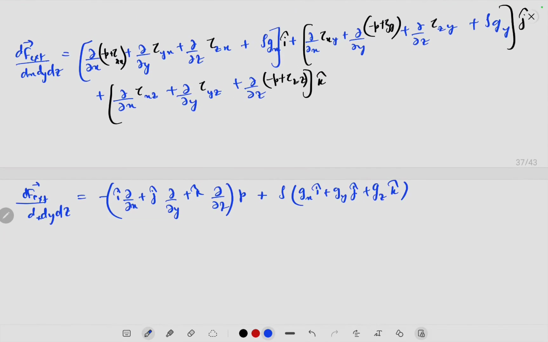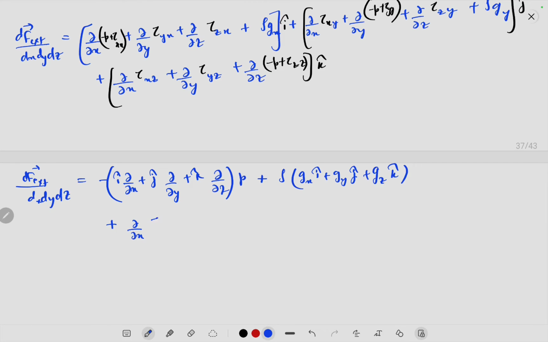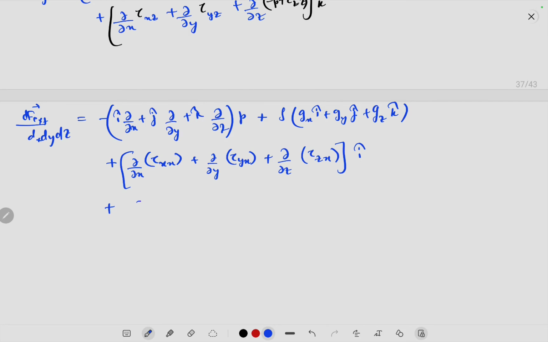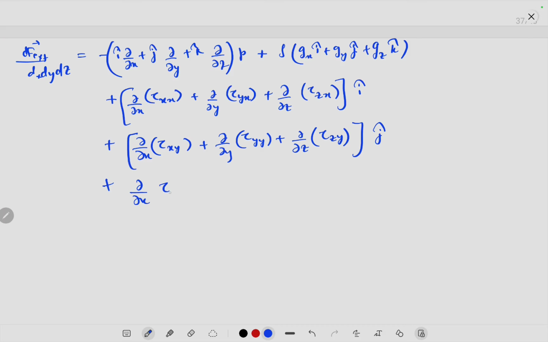Okay, and then the stress terms, which are del by del x tau xx plus del by del y tau yx plus del by del z tau zx, all this multiplied with i hat, plus del by del x tau xy plus del by del y tau yy plus del by del z tau zy, j hat, plus del by del x tau xz plus del by del y tau yz plus del by del z tau zz, times k hat.